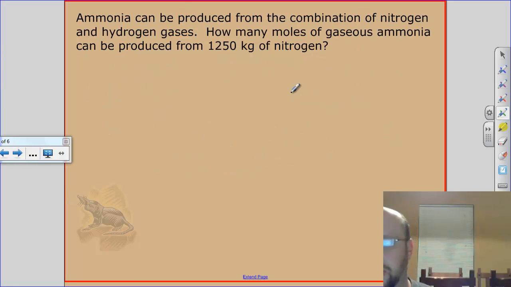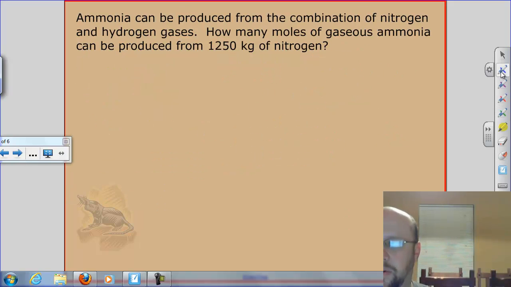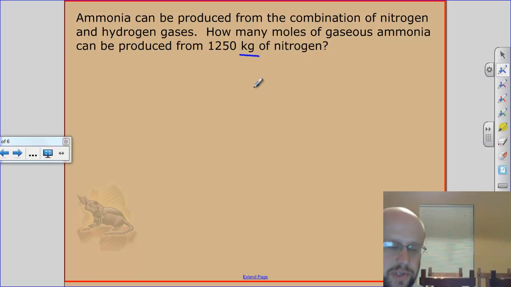So let's work the hardest of all types. Now, what makes this one so hard? Well, first off, there's no equation. So that means we have to write the equation. So we're going to read through the problem, write the equation, and then we're starting at kilograms, which is going to add another step in. So we'll see how this works.